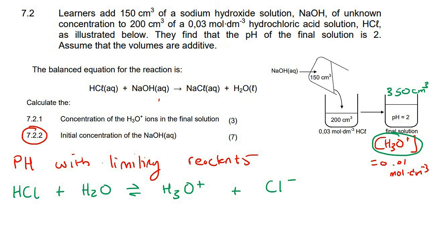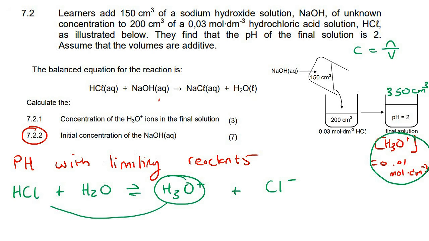Okay, so we know the volume of this container, and we also know the concentration of H3O+. So we can use this formula to work out the moles of H3O+. Once we have the moles of H3O+, we can then work out how many moles of HCl there were after these two reacted. Because remember, these two are going to react first, and then whatever HCl is left over is going to ionize. Okay, so let's quickly go do that.